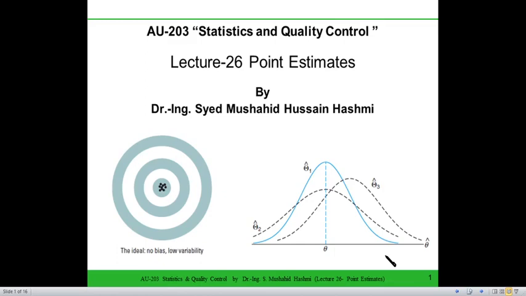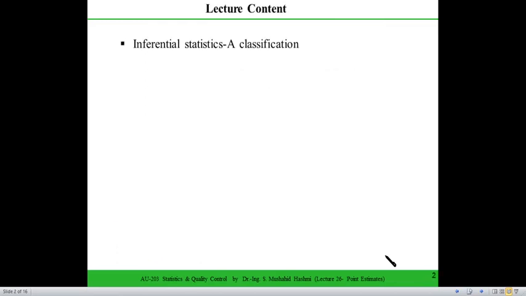This is lecture number 26 of the course AU 203 Statistics and Quality Control. In this lecture, we will start with the classification in statistics, what we call inferential statistics.